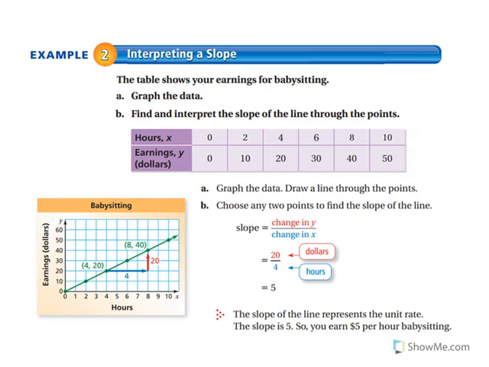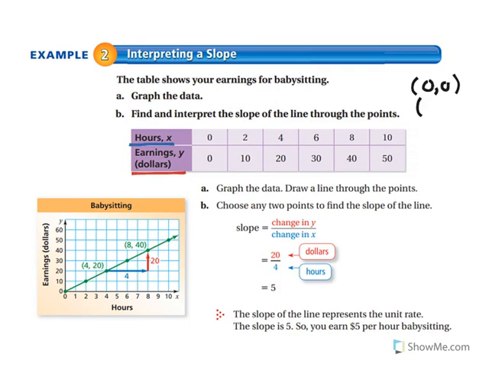In our second example, we're given a table, and it asks you in part A to graph the data from this table. The table shows your earnings for babysitting. We have our hours, which would represent our X values, and we have our earnings in dollars, that's our Y values. And so we can go ahead and plot these points. So let's just take a look at these points. We have 0, 0.